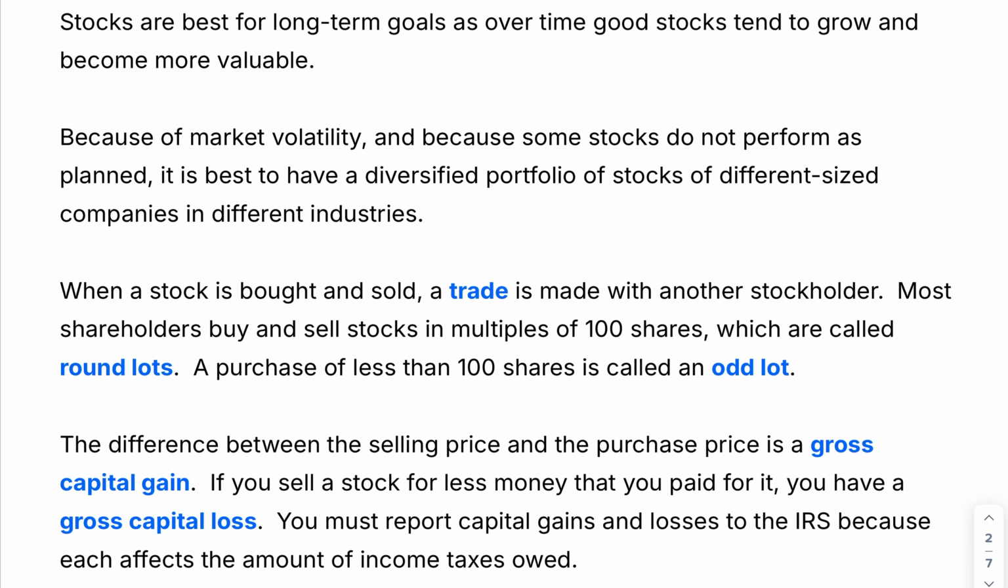When a stock is bought and sold, a trade is made with another stockholder. Most shareholders will buy and sell stocks in multiples of 100, and these are called round lots. And when they are not sold in multiples of 100, they're called odd lots.